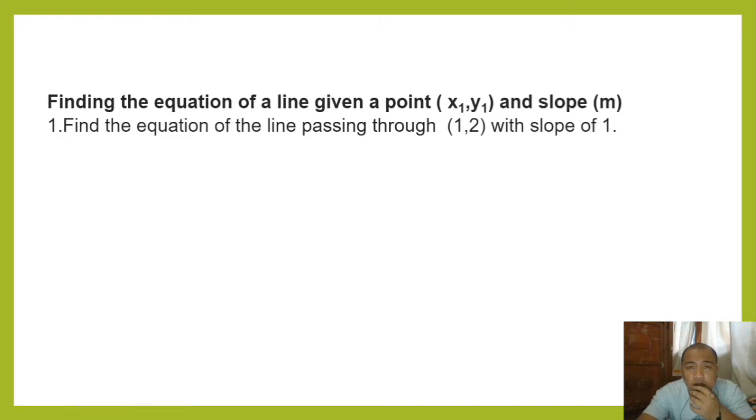Next, let us now learn how to find the equation of a line given a point and a slope. So when we're trying to find an equation given a point and a slope, then we will use the point-slope form of the equation of a line. So given, find the equation of the line passing through the point (1, 2) with the slope 1.